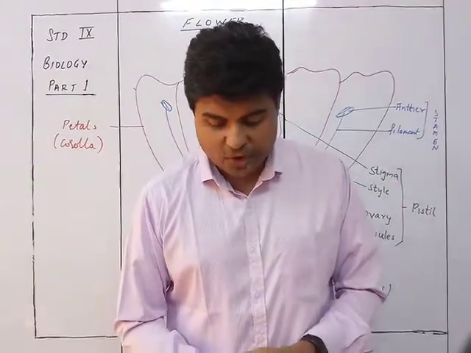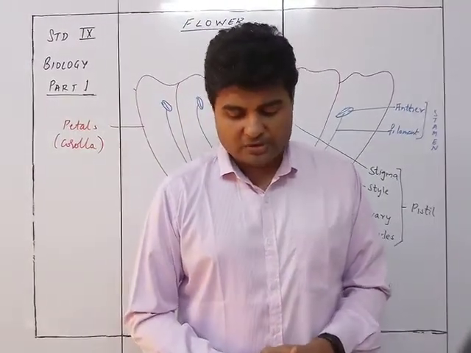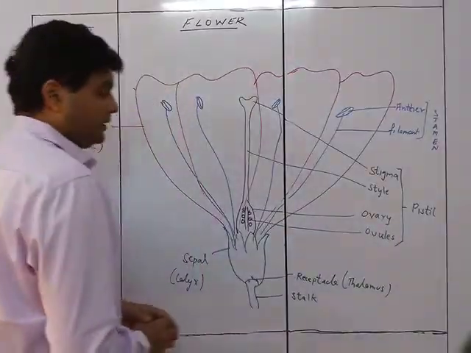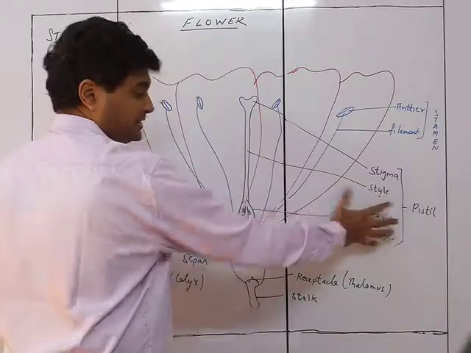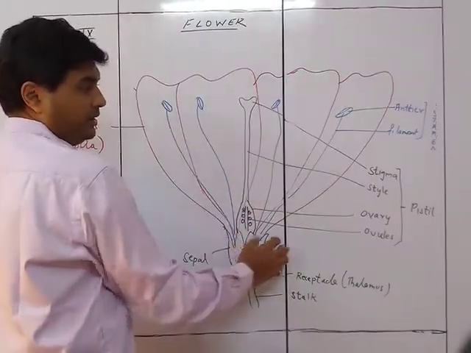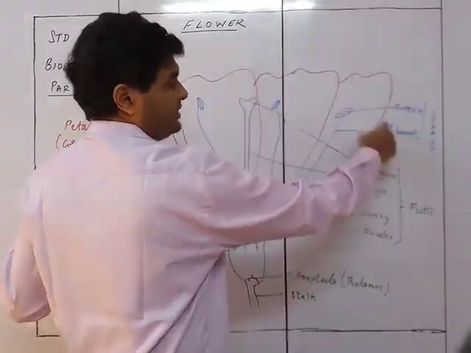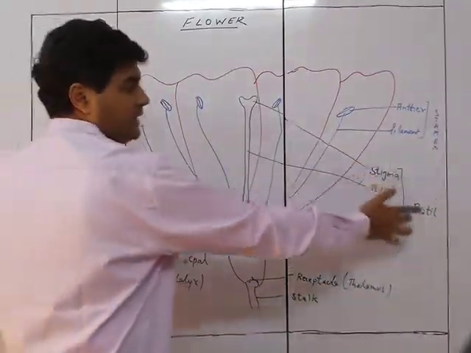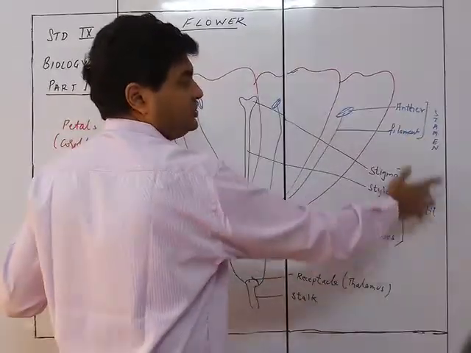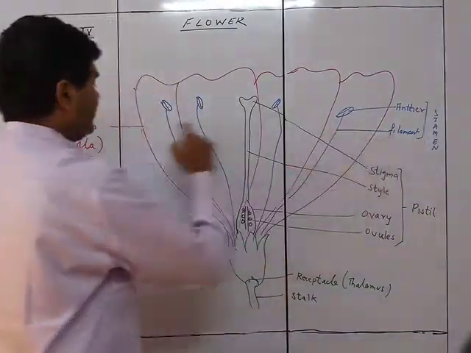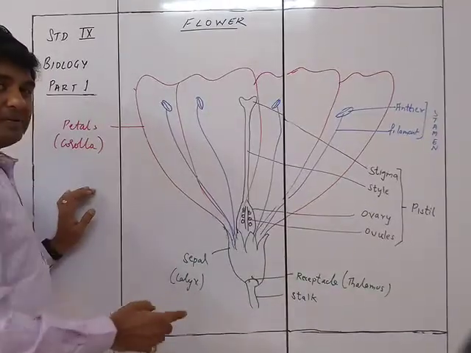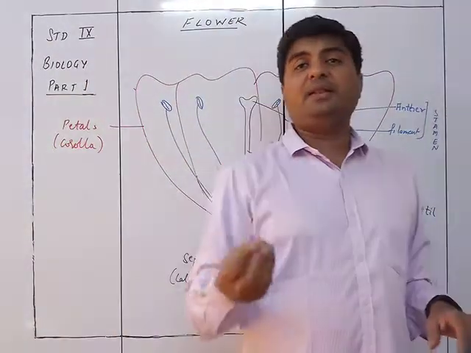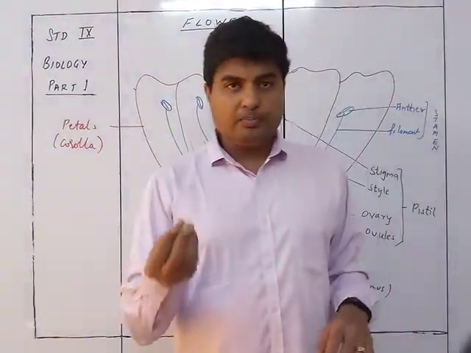Essential, reproductive and non-essential, non-reproductive parts of flower. So we now know that the pistil is the female organ and the stamen is the male organ. So automatically these become the essential parts of the flower, whereas the petals and the sepals are non-essential because they are not taking part in the reproduction process.